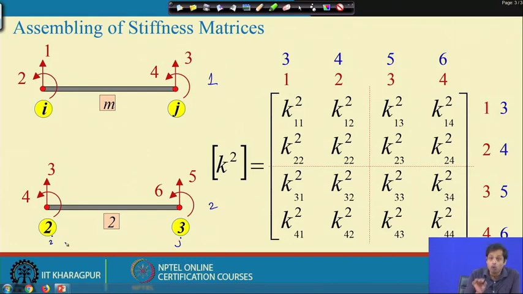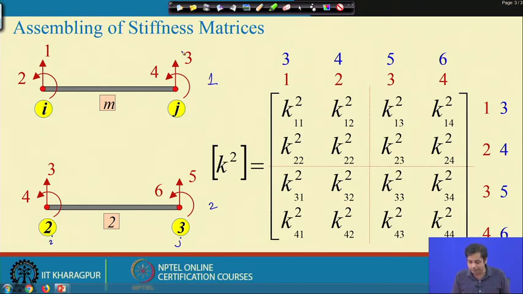Now, in the global degrees of freedom, as per the global definition, for the second node we defined degrees of freedom 3, 4, and for the third node degrees of freedom 5, 6. But in the local system, when we write this stiffness matrix in this form, our degrees of freedom are 1, 2 here and 3, 4 here. So, the global degrees of freedom 3, 4 are essentially local degrees of freedom 1, 2, and global degrees of freedom 5, 6 are essentially local degrees of freedom 3, 4.